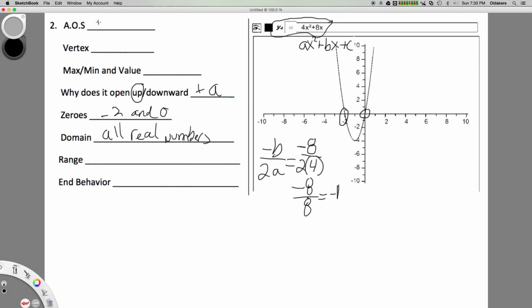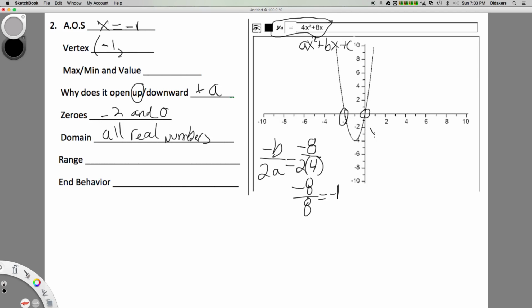The axis of symmetry is a line. It's a vertical line, so you have to say x equals whatever we just calculated. So x equals -1. The nice thing about this is that it is also the x value at the vertex. So we're halfway done with the vertex too.